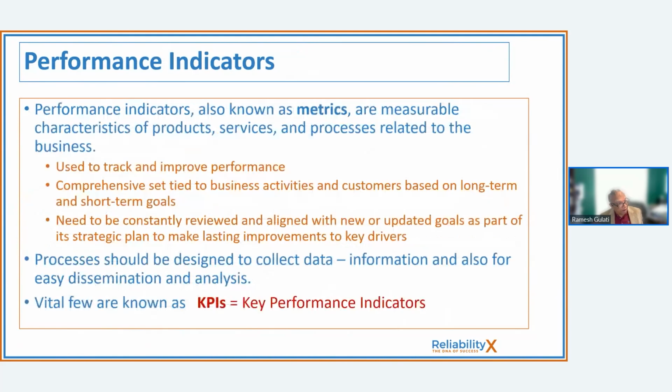Performance indicators, also called metrics, are measurable characteristics of products, services, and processes related to business. They are used to track and improve performance. Some of those should be tied to business activities. Processes should be designed to collect data, so that we know where we're going to get these metrics from. And again, you may have many metrics. Some of these are important, the vital few, known as the KPIs, key performance indicators.